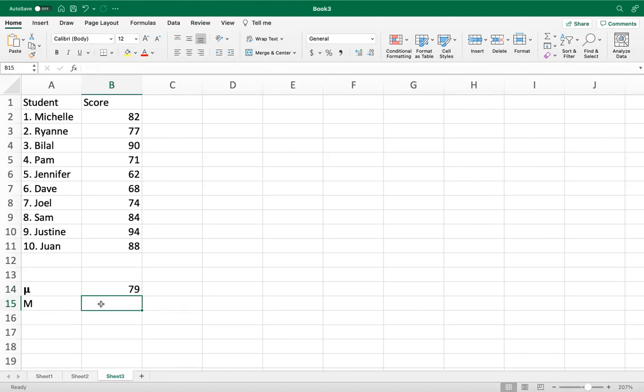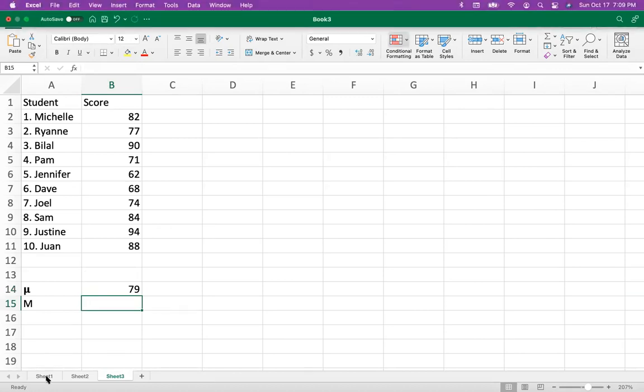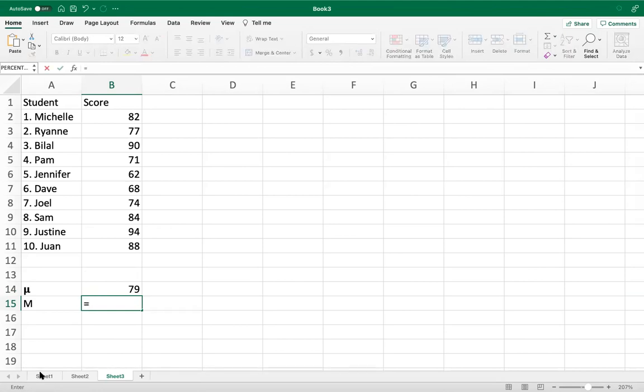Next is our median. And for the median, it's going to be equal to median of the data set. Enter, and it entered it for us. So here it's just a little bit off. So the mean is 79, median is 79.5. So that means that the middle value is just a little bit above the actual mean here. And that's it. So one more time for population mean.